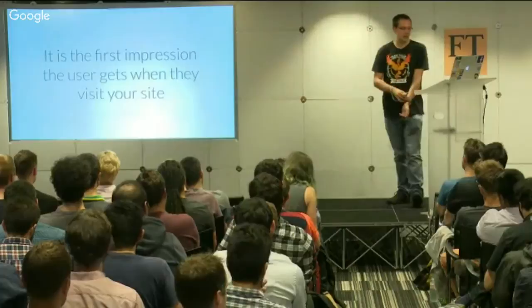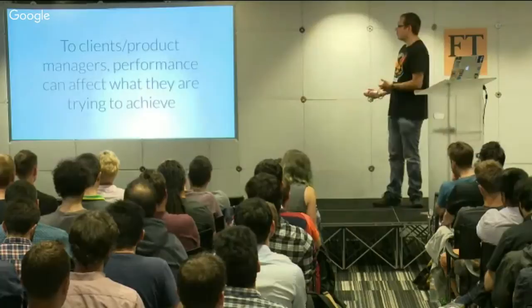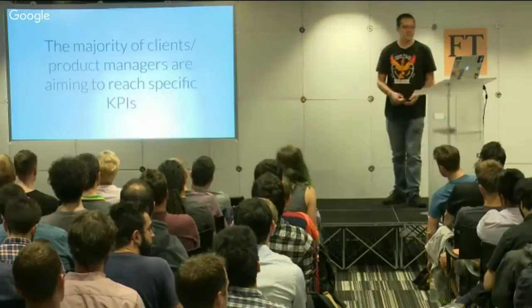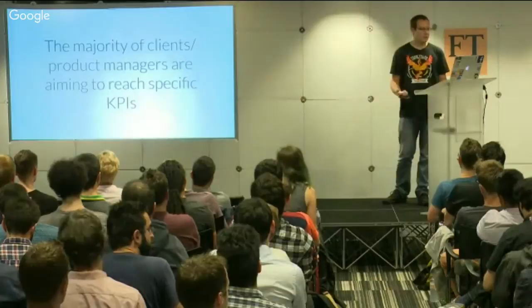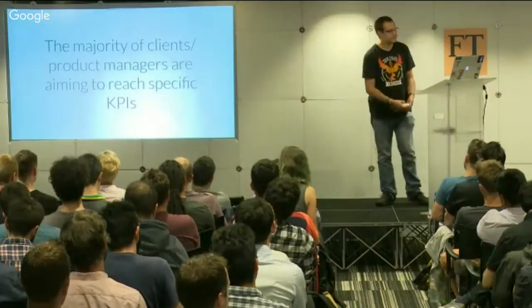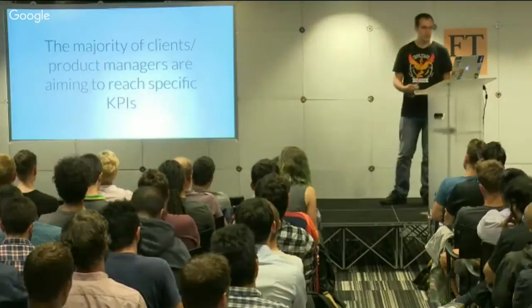And to clients or your product managers, maybe if you work in a product business, performance can affect what they're trying to achieve. The majority of clients and product managers are aiming to reach specific KPIs. These might be a number of new signups, the cost of acquiring or retaining customers, a high visitor return rate or a low visitor bounce rate, a high level of engagement, and also they want to rank well in search engines. So there's a lot they're trying to achieve with the website. Performance, however, has an impact on the KPIs of our site.